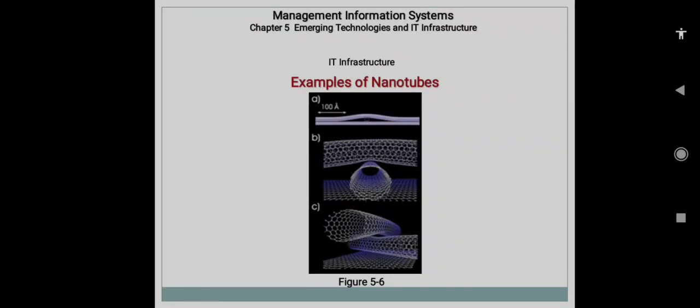So, examples of nanotubes. Nanotubes are tiny tubes about 10,000 times thinner than a human hair. They consist of rolled up sheets of carbon hexagons, discovered in 1991 by researchers at NEC. They have potential uses as minuscule wires or in ultra small electronic devices and are very powerful conductors of electrical current.